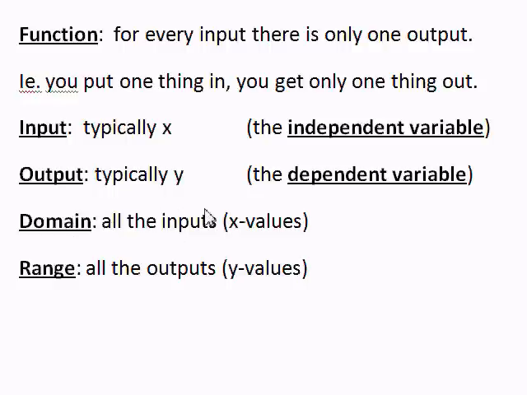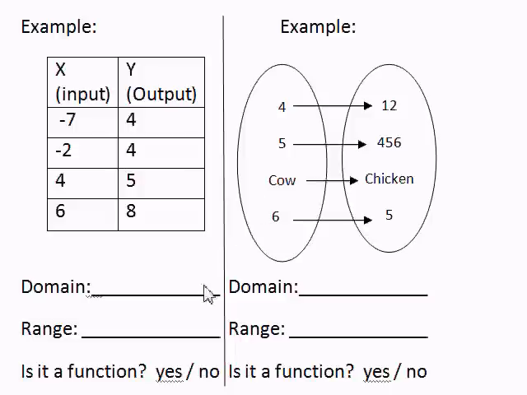Domain is all of your inputs, and range is all of your outputs. Domain is also all of your x values, typically, and range will be all of your y values, typically. Let's take a look at a couple of examples.